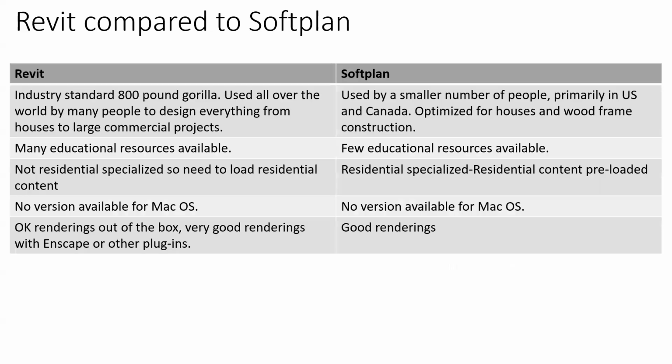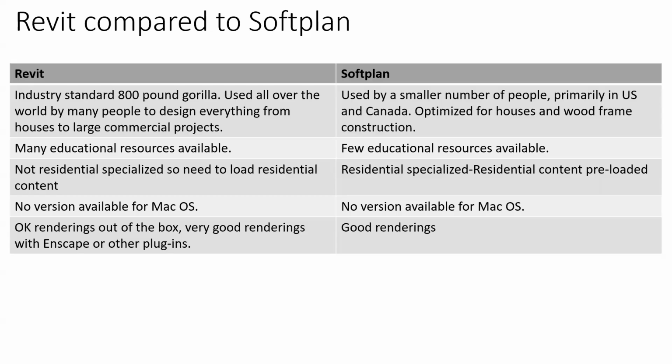Let's keep rolling here. Just want a little chart here. Revit is the industry standard worldwide. You can go get a job in Australia using Revit. SoftPlan's much smaller user base, primarily in the US and Canada. There's very few books about SoftPlan. And when you're doing really complicated software like this, it's almost impossible to teach without a book, okay?